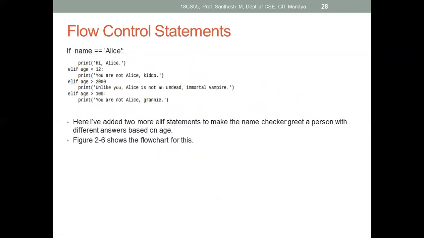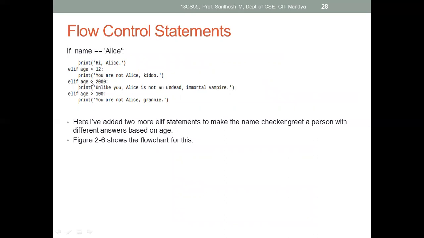So you type this code, then execute and see in your interactive shell. First, if name is equal to alias, print I alias. Otherwise, if it is false, then it will jump to age less than 12: you are not alias kid. Again, if this one is also false, then it will come to age greater than 2000: print unlike you, alias is not an undead immortal vampire.